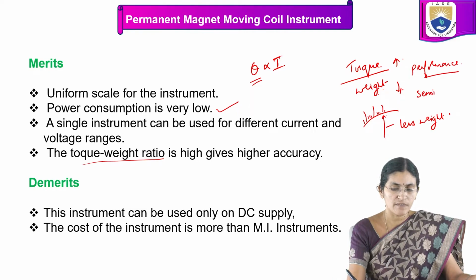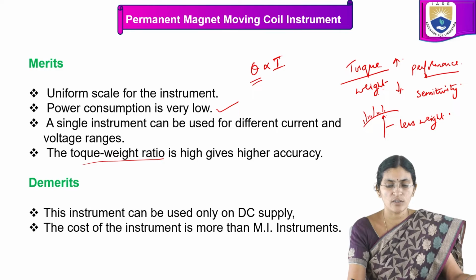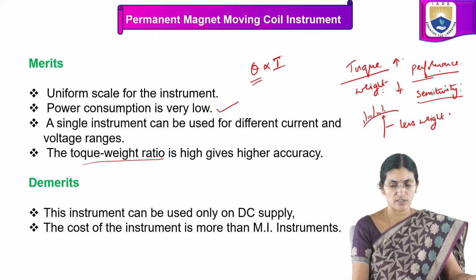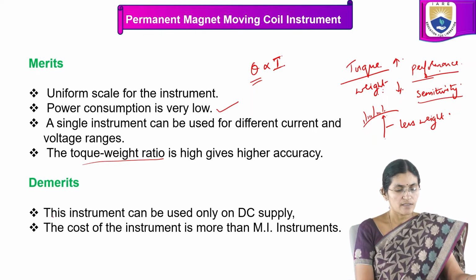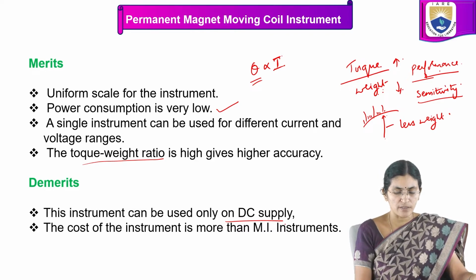Another one is that the sensitivity of the instrument is also based on the torque to weight ratio. So the higher the torque to weight ratio, the higher will be the performance, or the performance will be good, and higher will be the sensitivity of the instrument. Next, coming to the demerits of the PMMC instrument. This instrument can be used for DC supply only. So we cannot use it for AC.